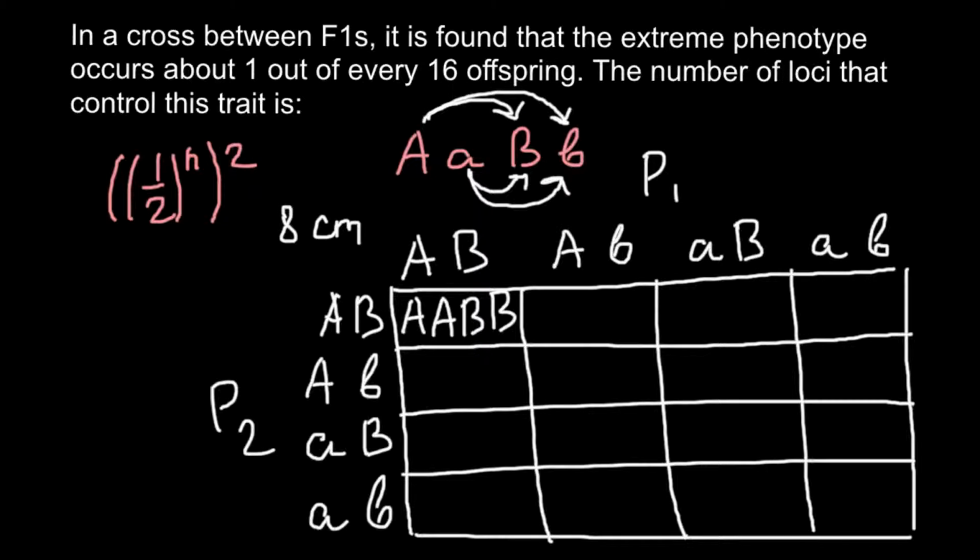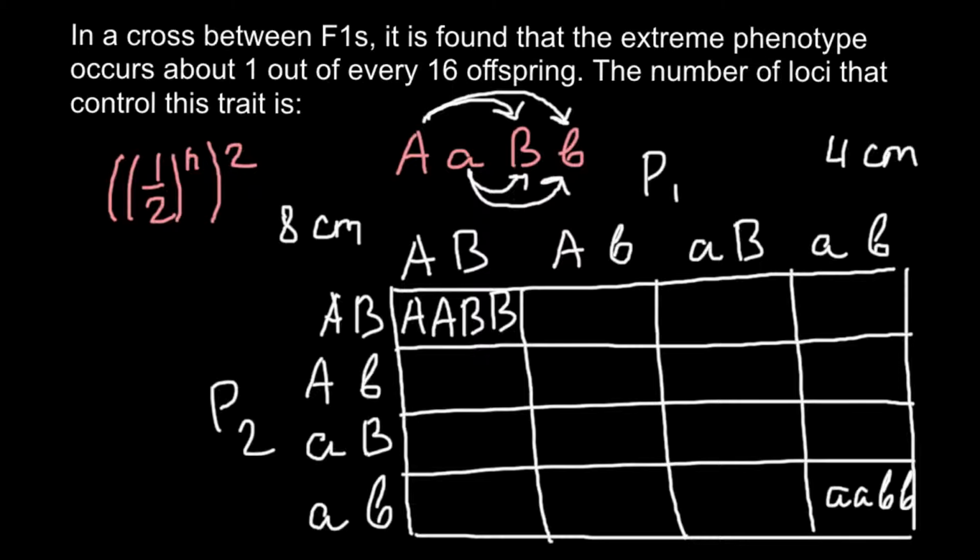On the other hand, in this cell, we are going to have a genotype that is small a, and small b, and each recessive allele would give 1 centimeter to the trait. So here we would have a plant whose tallness is going to be 4 centimeters. And of course, in all the rest of the cells, we are going to have different intermediate genotypes and phenotypes.